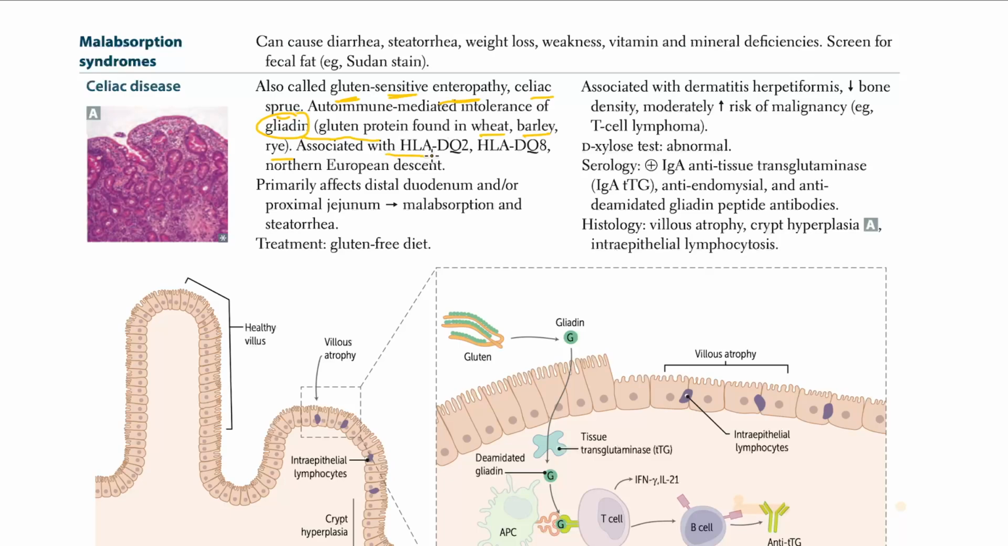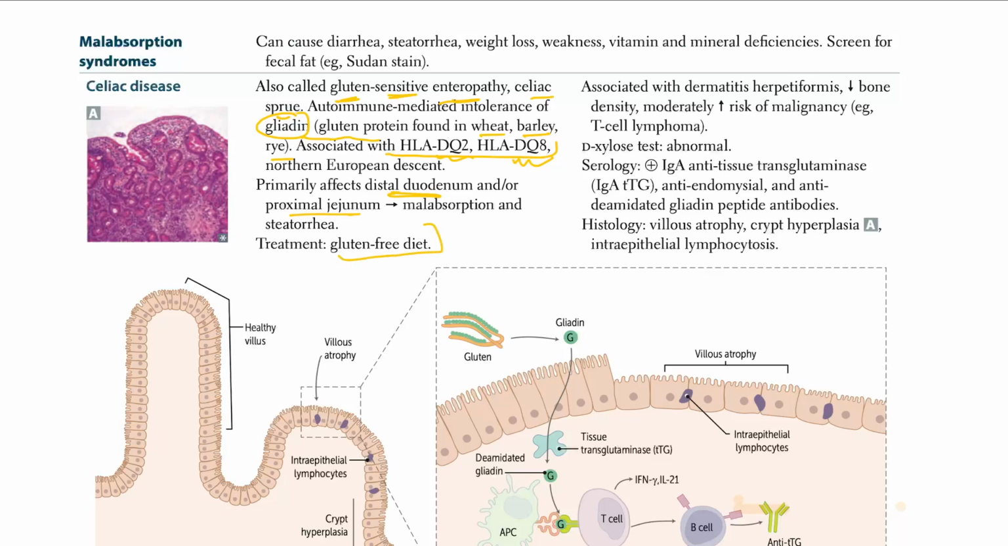It is an autoimmune disease, so just remember those HLAs, okay? But okay, if you want to remember it, great. It is seen in those of Northern European descent. It primarily affects the distal duodenum and or the proximal jejunum, and leads to malabsorption and steatorrhea. Treatment is a gluten-free diet.